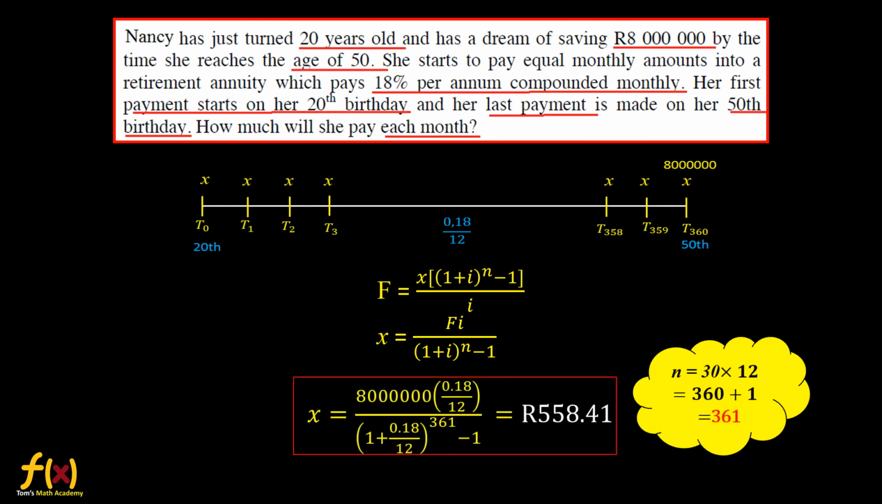The values are available now. N is 360 plus 1, because she is paying on the 20th birthday. So N is 361. Substitute into the formula. What is F? 8 million. And the rate is 18% compounded monthly. Just write the numbers very carefully and use the calculator. You get the answer. So good people, again I am insisting you check your final answer again.